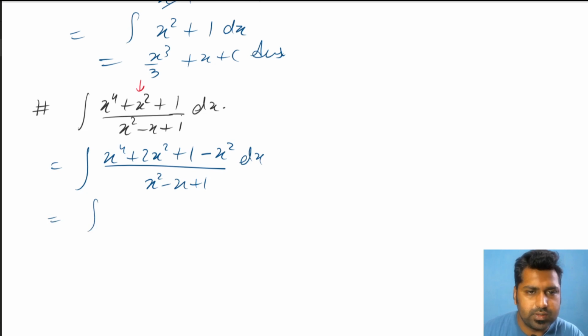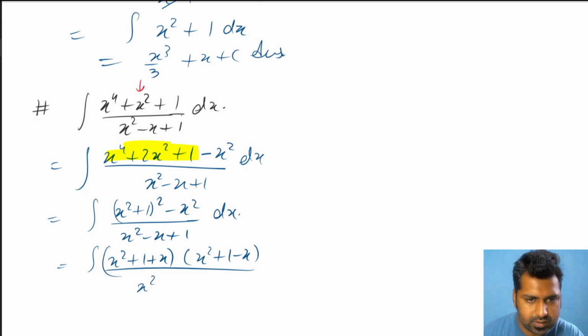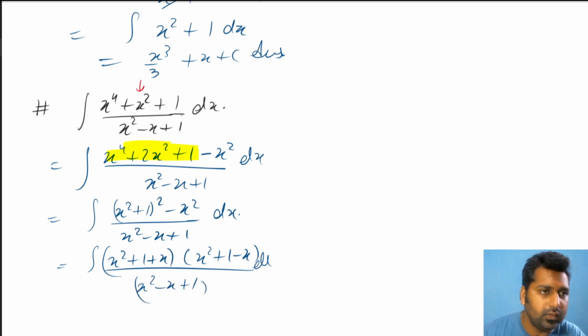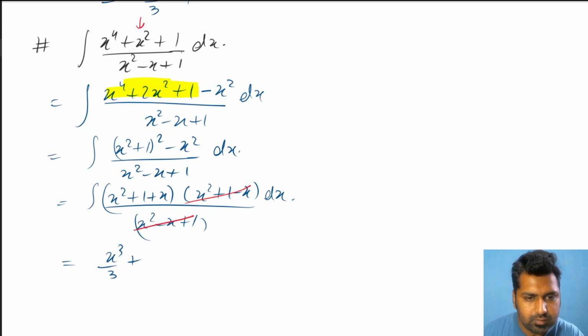So this is the adjustment I made. This particular term is what? (x square plus 1) whole square minus x square, upon x square minus x plus 1. A big denominator is there. Just use the property of a square minus b square, so it will give you (x square plus 1 plus x) times (x square plus 1 minus x) upon (x square minus x plus 1) dx. Now this thing is good because you look at this, these two are the same, so this cancels and effectively you don't have any denominator anymore, only the integration of this. So let's directly integrate. The integration of x square is x cubed by 3, plus x square by 2, plus x, plus c. That's the answer.